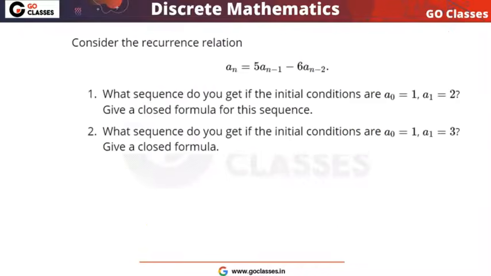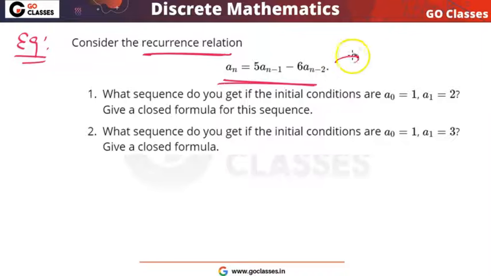Now let's see an example. Consider the recurrence relation given to us. This is your equation, this is just an equation. But remember, we also need an initial condition, from where to start.